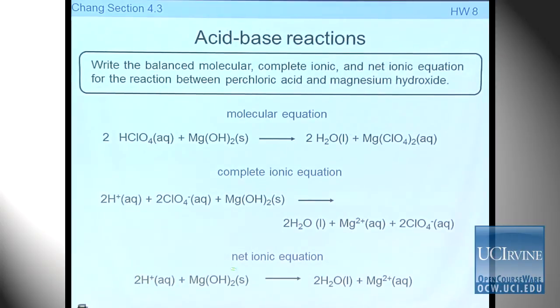H plus, magnesium hydroxide is fully here. H2O, magnesium 2 plus. It's there. It's not crossed out. Okay? The only thing that's crossed out is perchlorate, because that's appearing here in the same form as it appears over there. Is that clear? Yes.